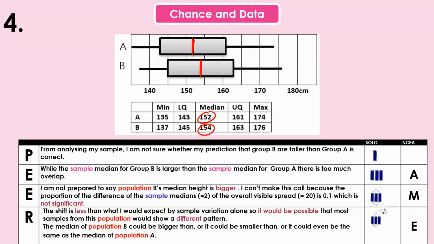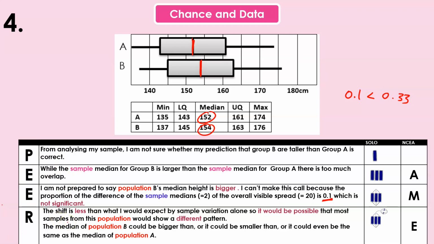I can't make this call because the proportion of the difference of the sample medians, which is 2, over the overall visual spread, which is 20, is 0.1. So remember, that's less than 0.33. What that'll mean is we can't make that call. It's not significant that there's that difference.